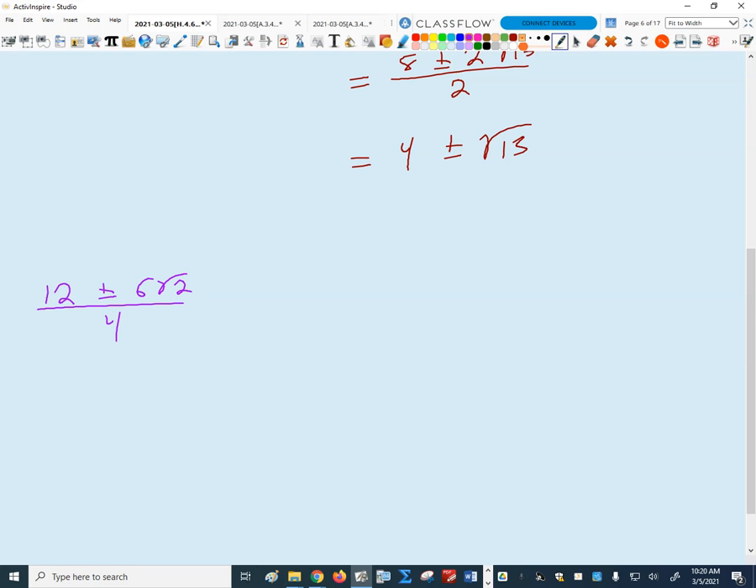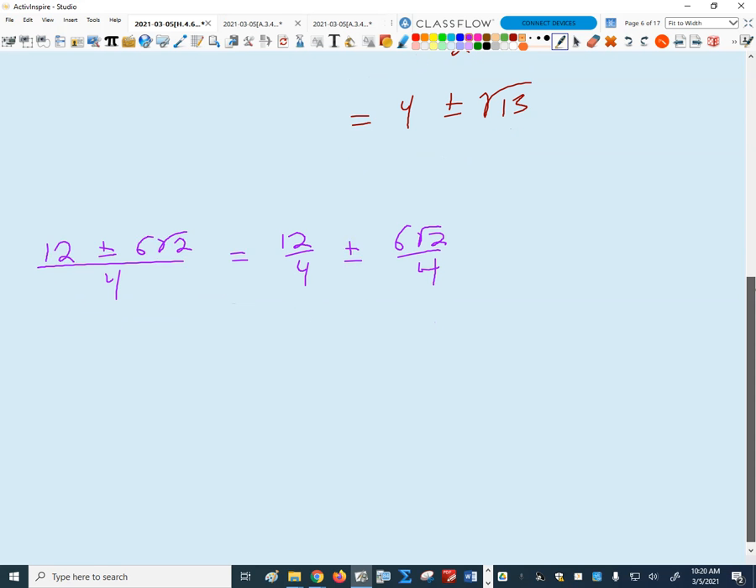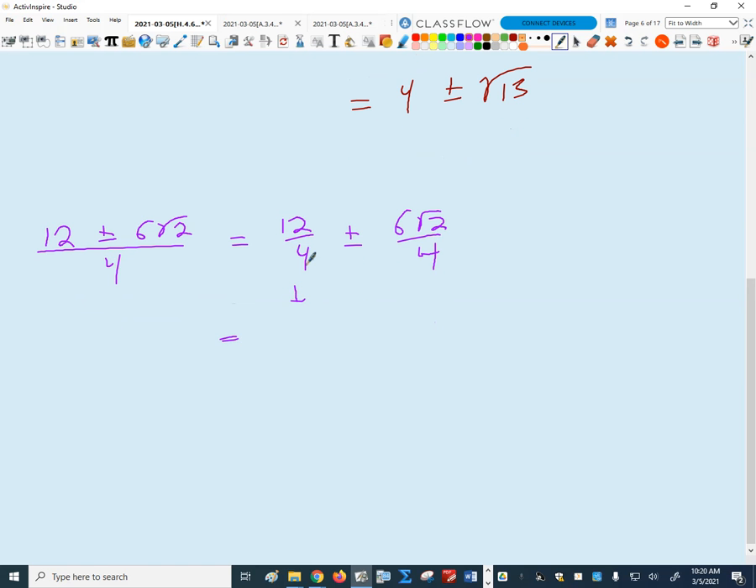This is an example where you might say that I could divide top and bottom by 2 and simplify that, but you can do more. I would have to split the terms here to write that as 12 over 4 plus or minus 6 radical 2 over 4. Because look what happens. This first fraction reduces further than the second one does.